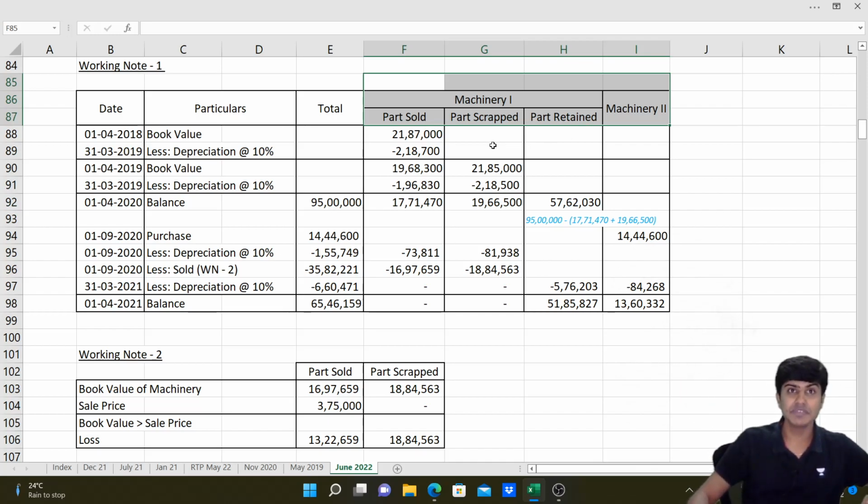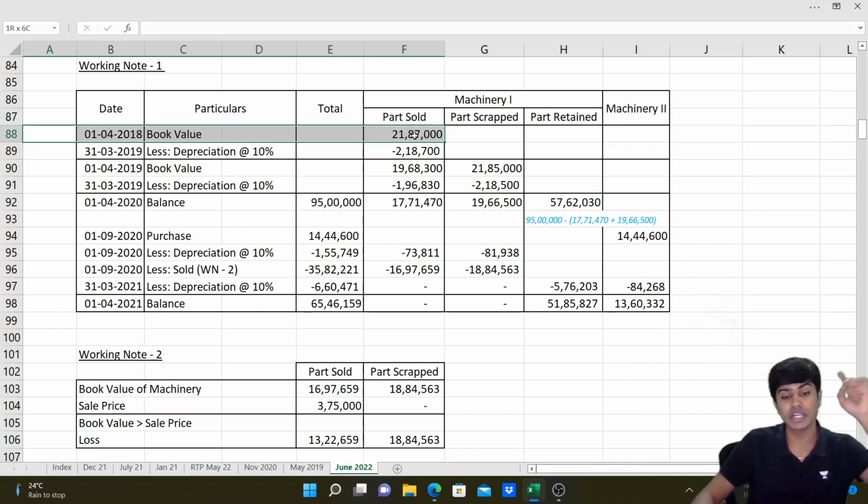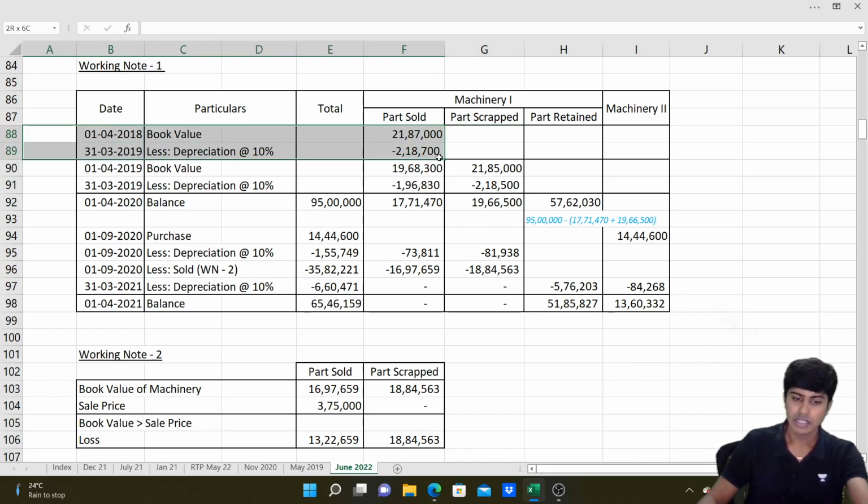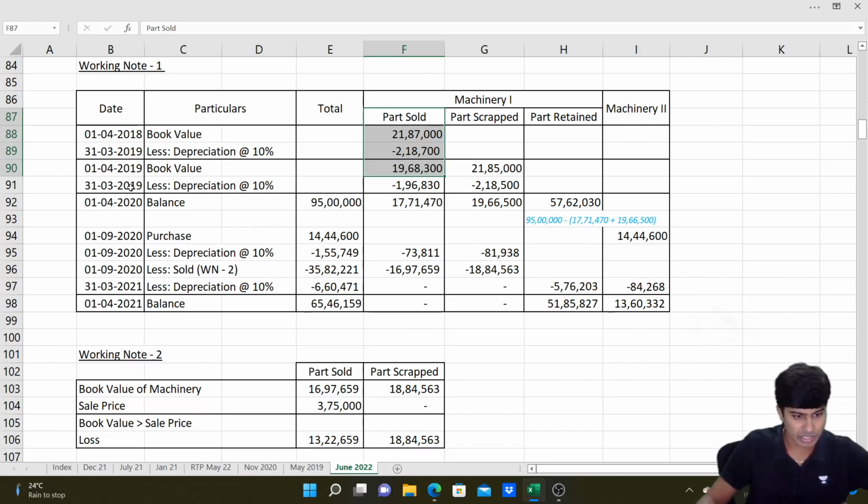Whatever asset which is scrapped, sold, the cost of that on 1/4/2018 is 21 lakh 87,000. Long ago. So we'll depreciate it to present date. 2018-19's depreciation of 10%, 2,18,700. After depreciating which, we will arrive at 19,68,300. We'll again depreciate for 2019-20, this is 31st of March 2020. Again, I'll depreciate by 10%, 1,96,830. I'll be left with 17,71,470.